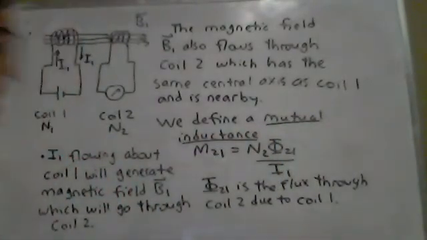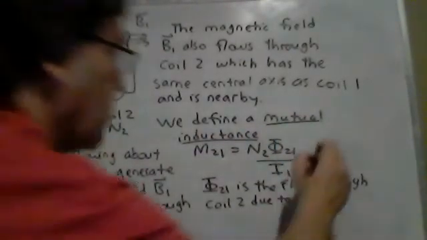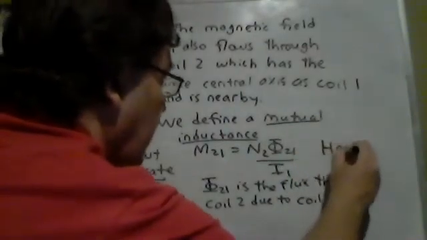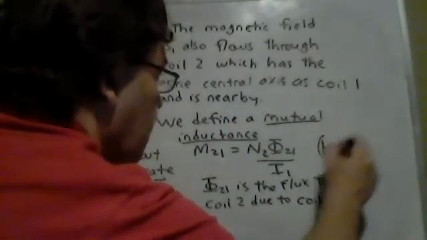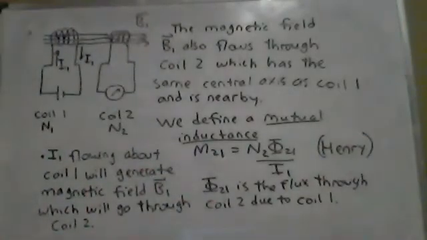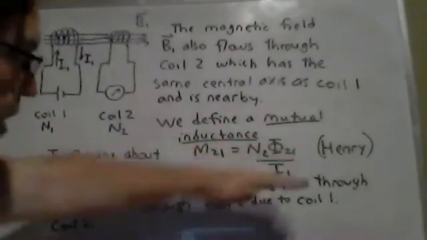It has the same units as inductance. It's also going to have the units of Henrys. You have a unit of Henry. And again, it's built the same way. It's the number of flux linkages divided by the current.